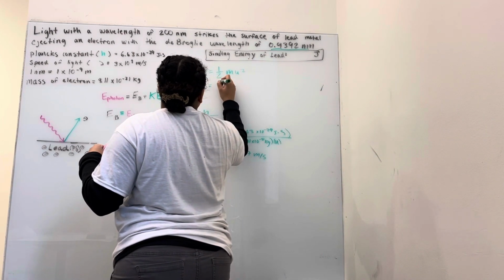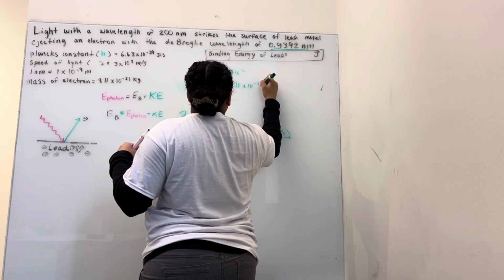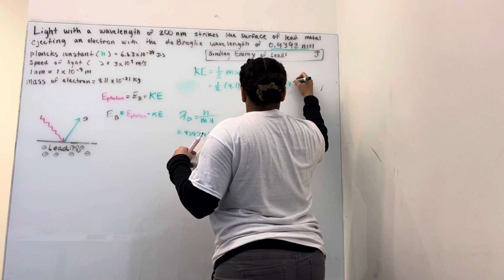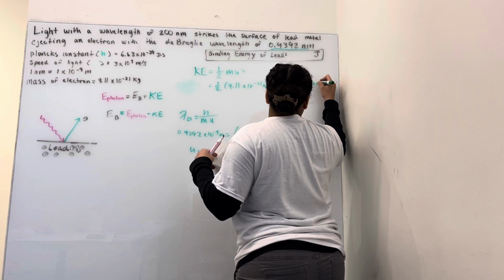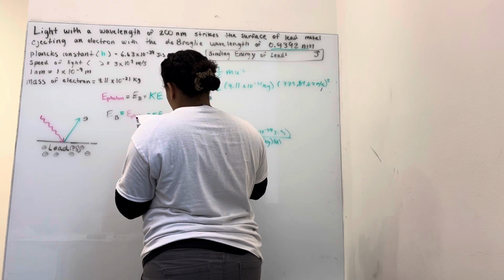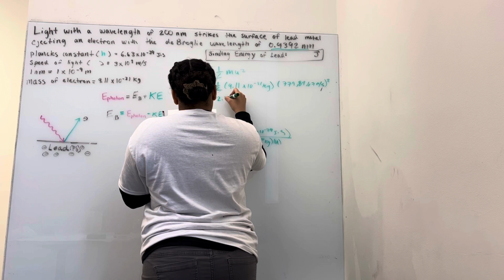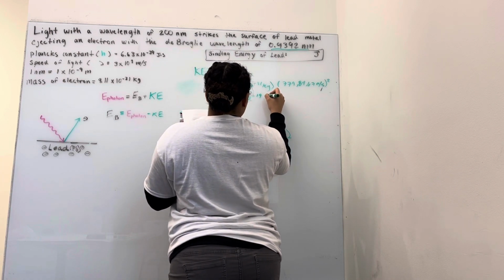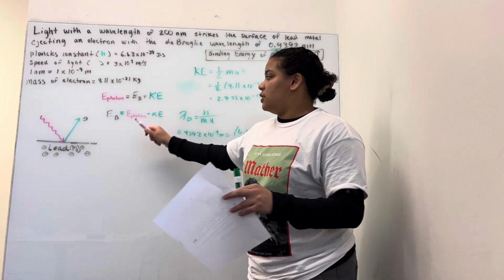Now we have a u to plug in. So kinetic energy equals half the mass of the electron times our velocity of the electron that we just solved, meters per second, squared. So our kinetic energy is equal to 2.735 times 10 to the negative 19 joules. All right, so we have KE. Now let's find E photon.